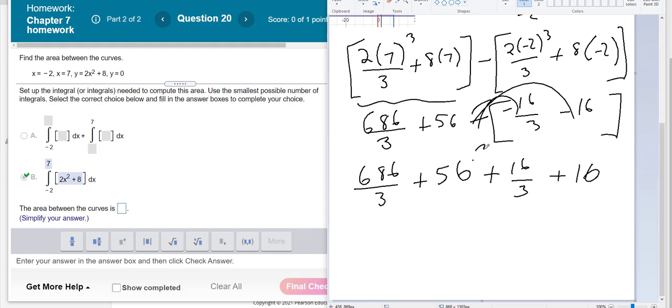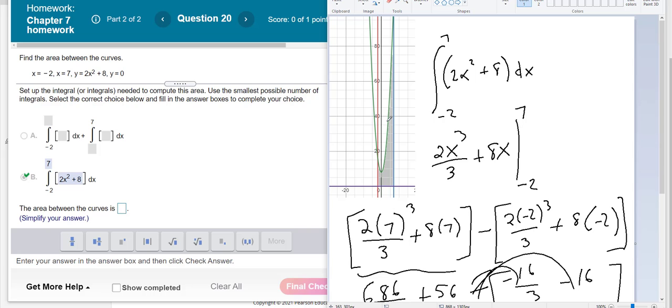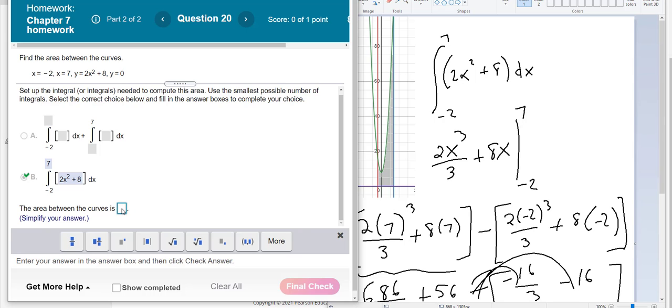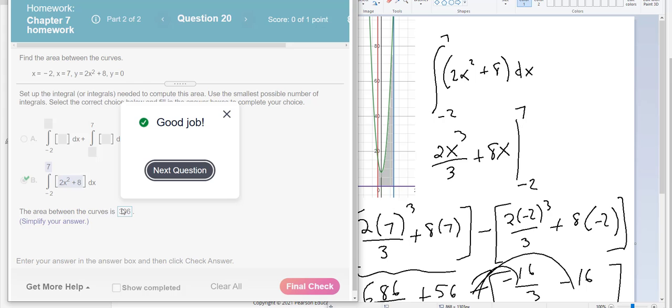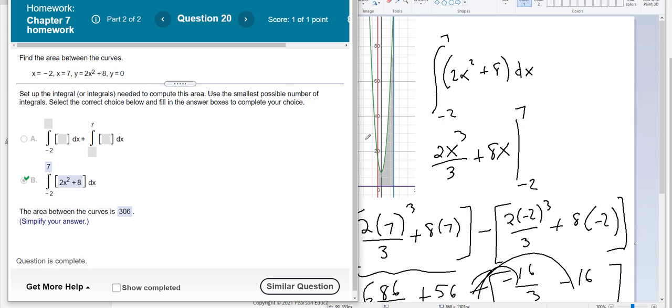I could multiply the top of this by 3 and the bottom by 3 and the top of this by 3 and the bottom by 3 and then do all that arithmetic, but I'm just going to rely on my calculator here. So 686 fraction key 3 plus 56 plus 16 fraction key 3 plus 16 is 306. So the area in here is 306 units. And again, the thing to remember is, because this is in one piece, you need just one integral.